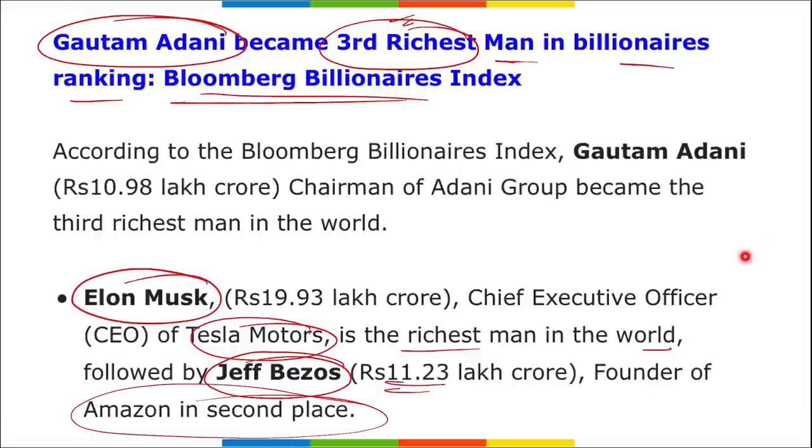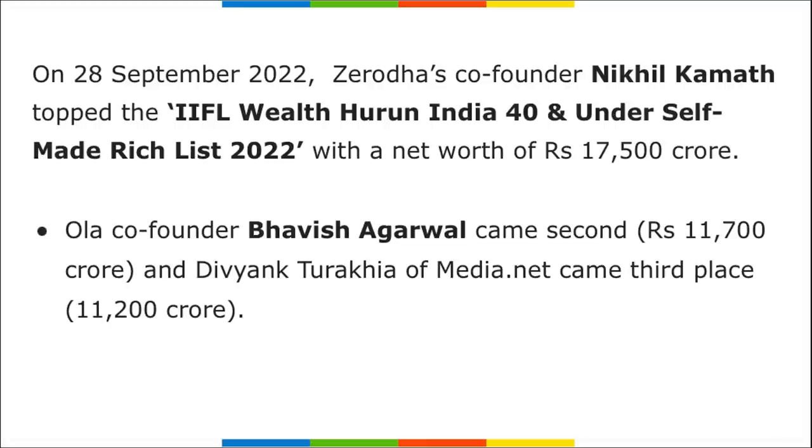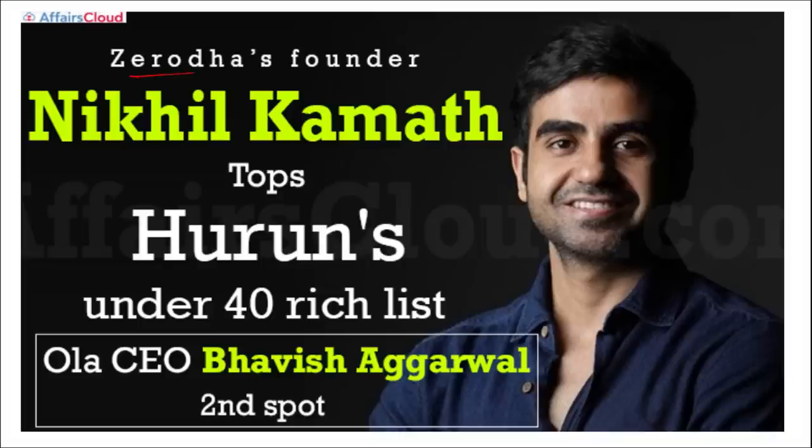Now also remember, Reliance Industries Limited chairman Mukesh Ambani is now in the 11th position. That means we can say he is out of the top 10 billionaires list in the world and is on the 11th position. Next, we are talking about Zerodha's founder. We know Zerodha is a trading application where you can go and buy and sell your shares.